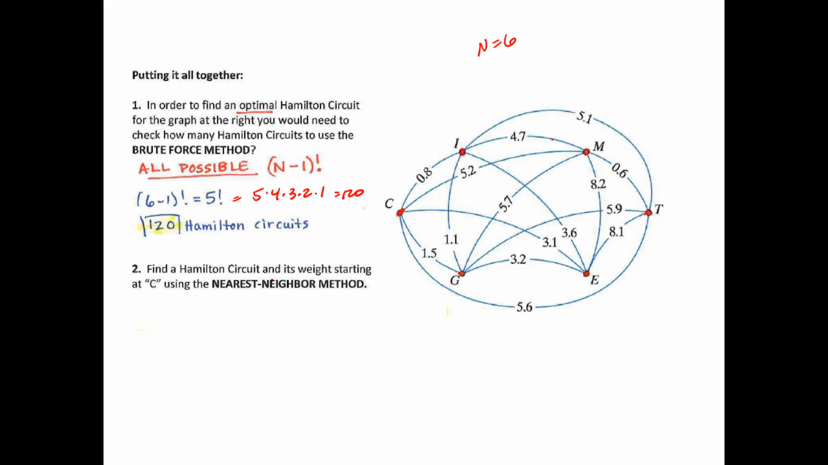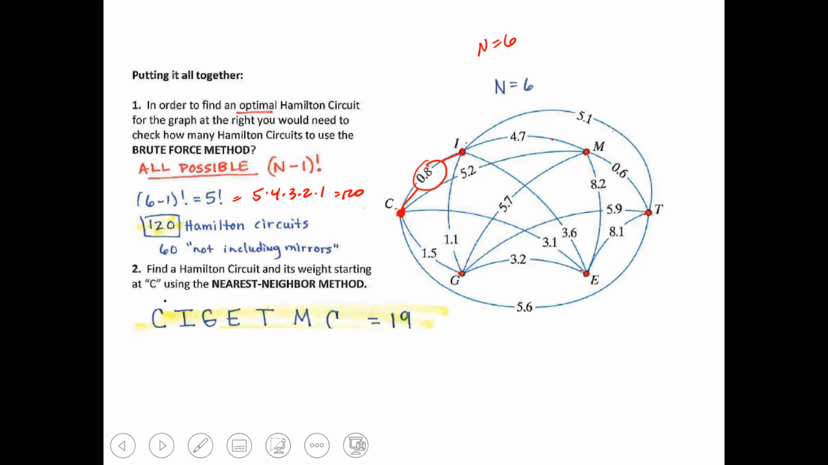Next, find a Hamilton circuit and its weight starting at C using the nearest neighbor method. If I'm going to start at C right here, I can go to I, E, M, G, or T. Which one has the shortest or least expensive route? I think it's going from C to I. So C to I is going to give you 0.8.